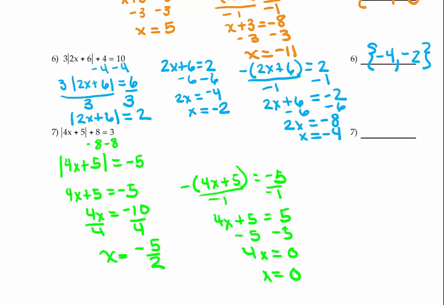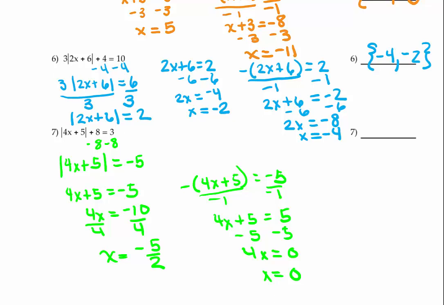Now I'm going to check my solution here. So I'm going to check my 0 because it's easier for me to check. So if I plug in 0 into my original, 4 times 0 is 0, plus 5 is 5. My absolute value of 5 is 5. Then it says plus 8 equals 3. Does 5 plus 8 equal 3? No. Okay. Same thing here.